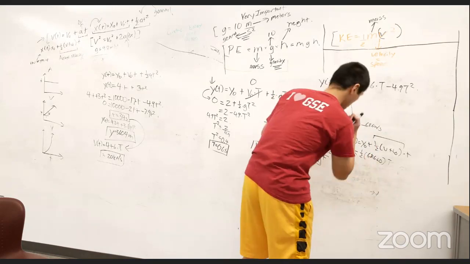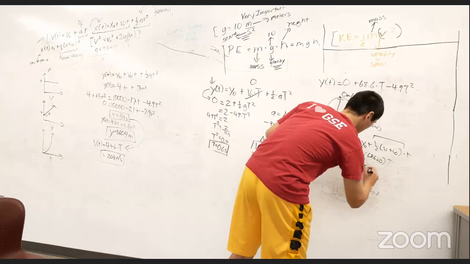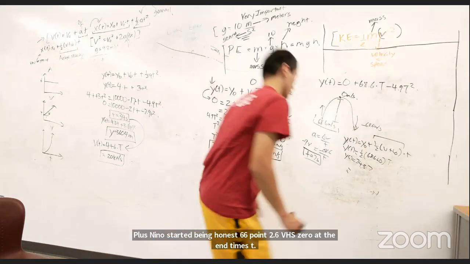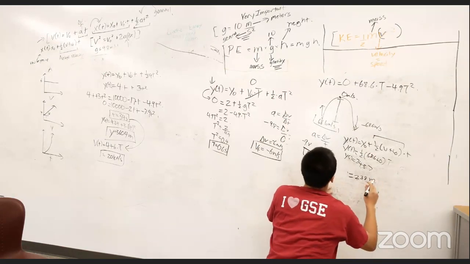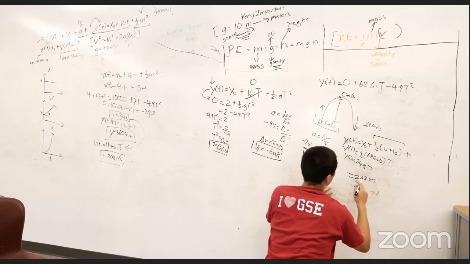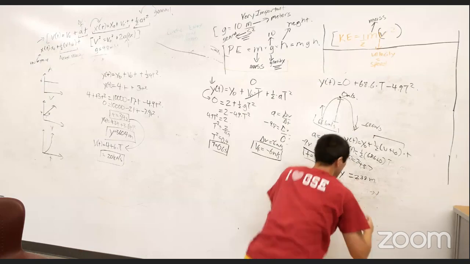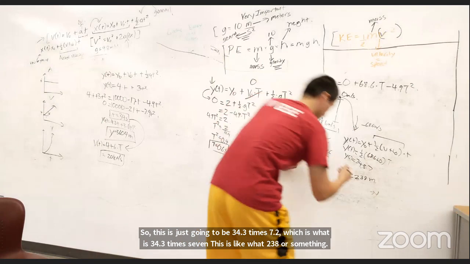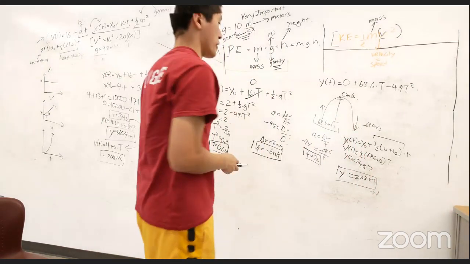So this is just going to be 34.3 times 7 for y of t, which is, what is 34.3 times 7? This is like what, 238 or something? Something like this. Yeah, so this is how I would usually do this.